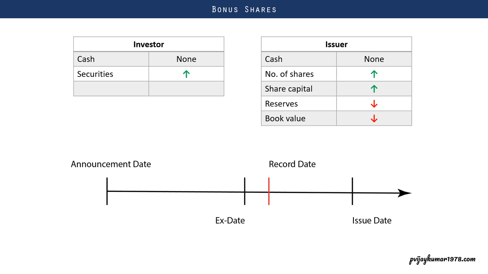Bonus is usually declared as a ratio of the new shares to the existing shares, such as 1:2 bonus or 3:5 bonus. A 3:5 bonus means that the shareholders will get 3 new shares for every 5 existing shares that they hold.